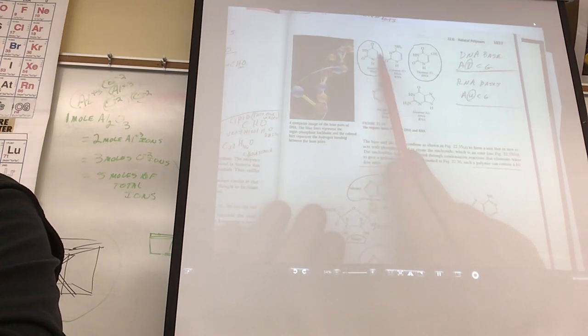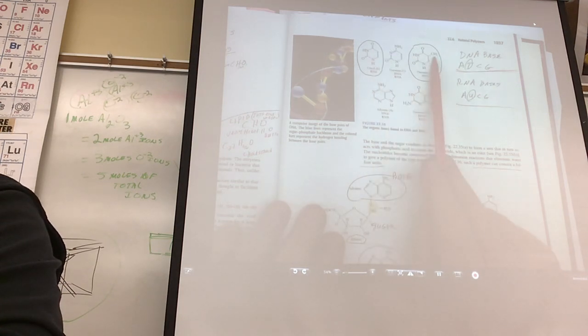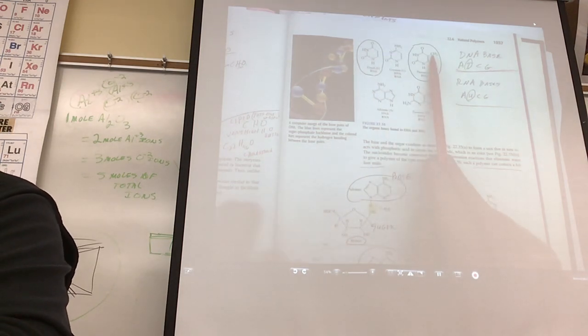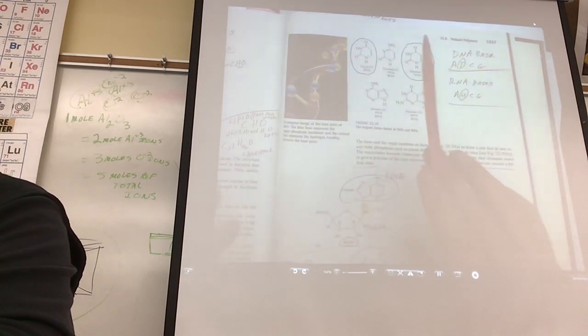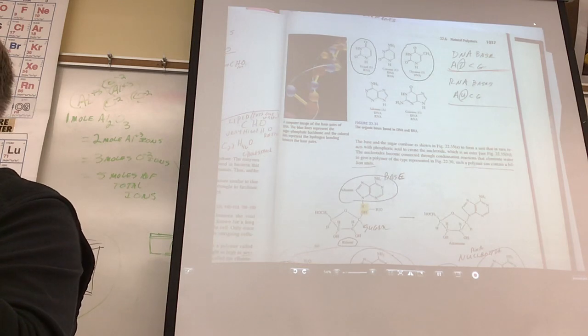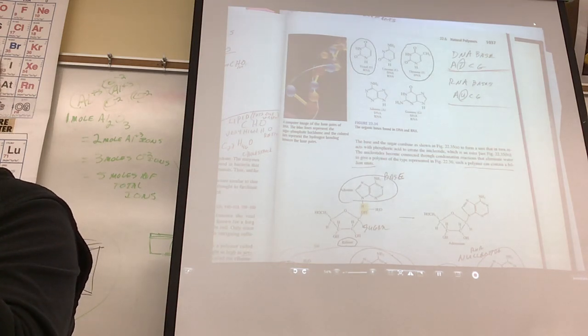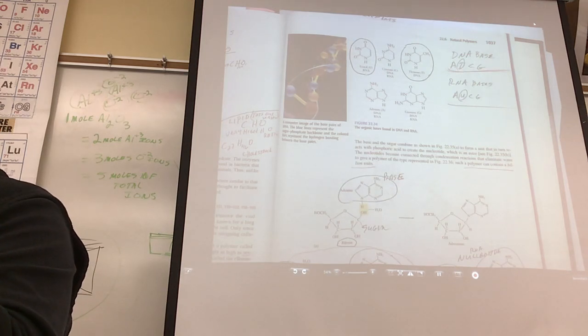Different. And the only thing different is that instead of just an H here, you have a CH3. That allows uracil to act kind of like thymine. But what's interesting, and I think it's very interesting, is that you never find uracil in DNA. You always find thymine. And you never find thymine in RNA. You always find uracil. And I think that's kind of interesting.